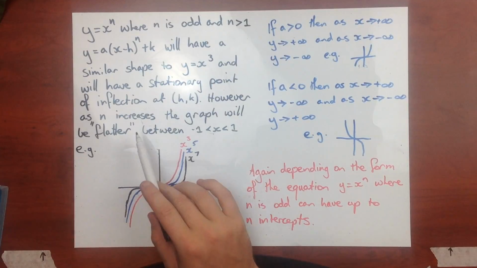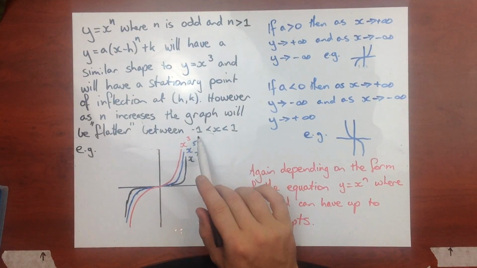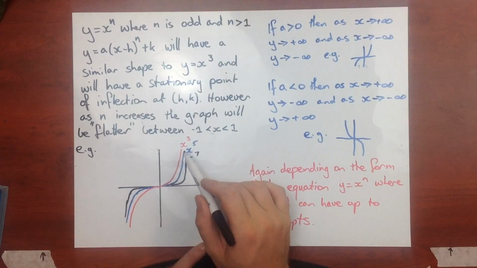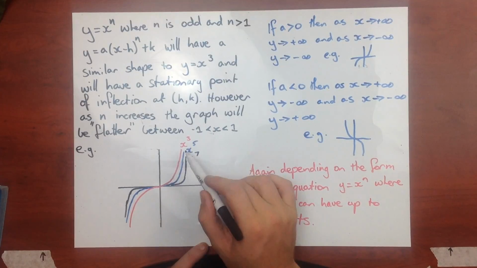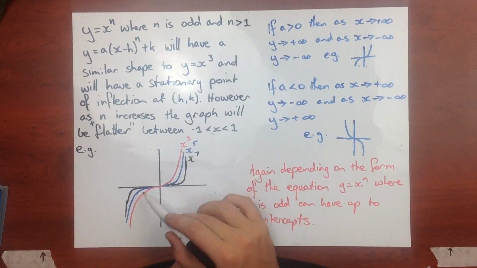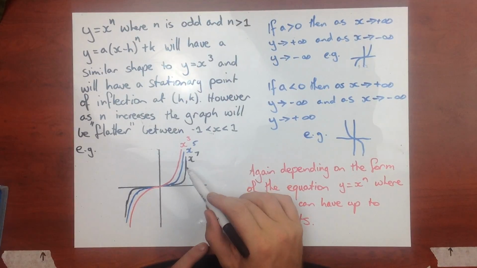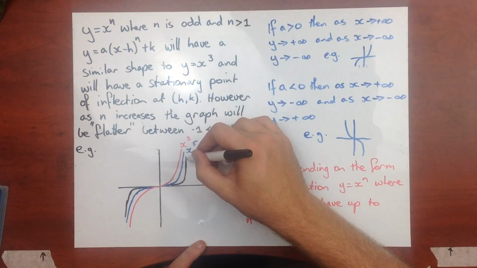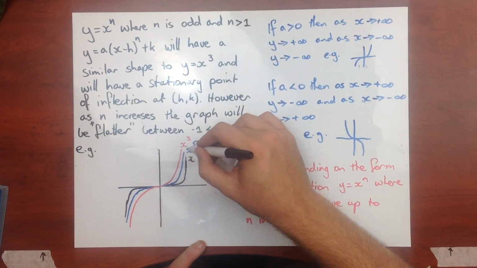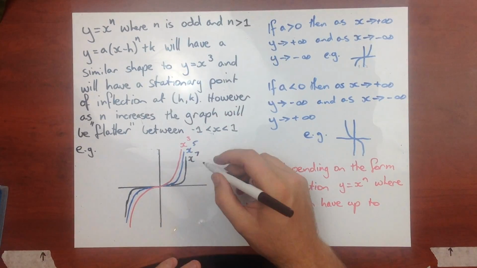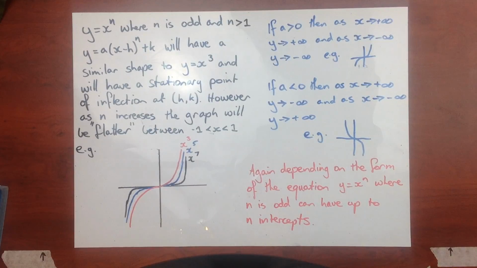However, again, as n increases, the graph will become flatter between -1 and 1. That's exactly the same reason as what we just spoke about for our even powers. So this time, our cubic's going to look something like this, our red one, and our quintic, our x to the power 5, is our blue one there, and then our x to the power 7 is our black one. And again, the same thing is going to happen, where this is going to keep skyrocketing up and cross over the other ones at 1, 1 and -1, 1. Okay, that's the points where they're going to have in common.